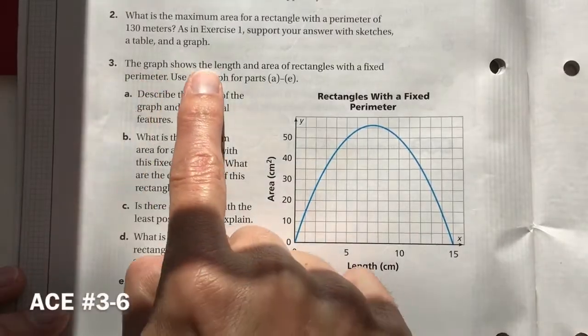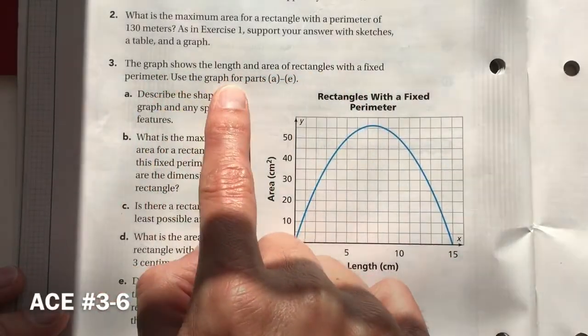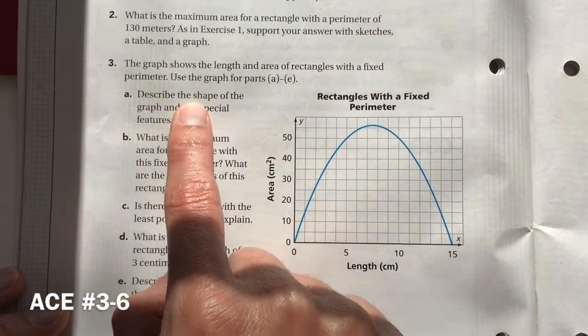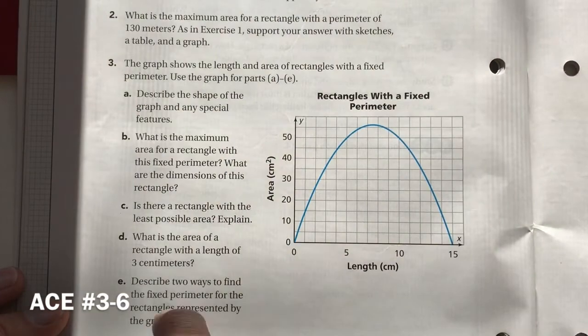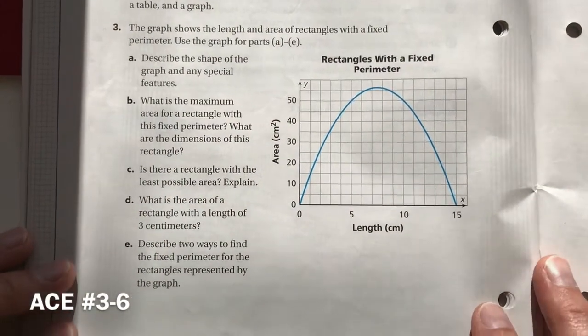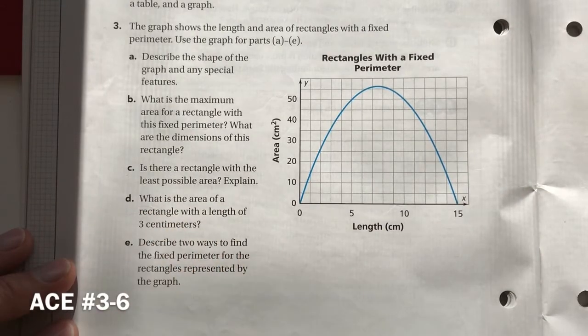All right, hope that makes sense. Let's see what the exercises are now. For this one, you're just doing numbers 3 through 6. Number 3, the graph shows the length and area of rectangles with a fixed perimeter. Use the graphs for parts A through E. Here we have the length and the area. Just like we did, describe the shape. What's the maximum for this fixed perimeter? What are the dimensions? Is there a rectangle with the least possible area? What's the area of the rectangle when the length is 3 centimeters? Describe two ways to find those.